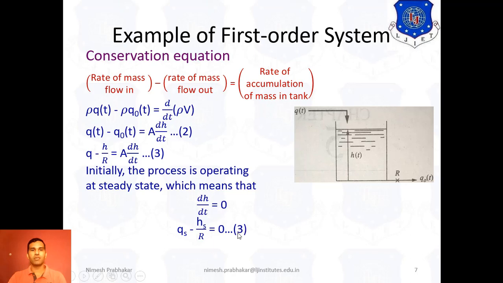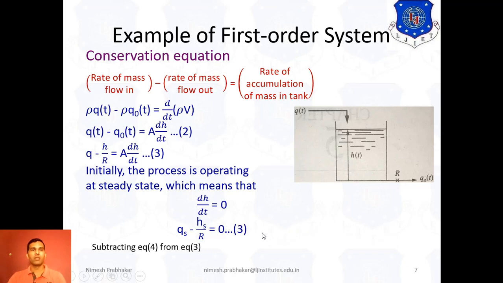Consider this equation number 4. Here in this equation, the subscript s represents the steady state value. So we write Qs and Hs: this represents the steady state value of height and this represents the steady state value of input flow rate. And dH by dt is equal to 0.